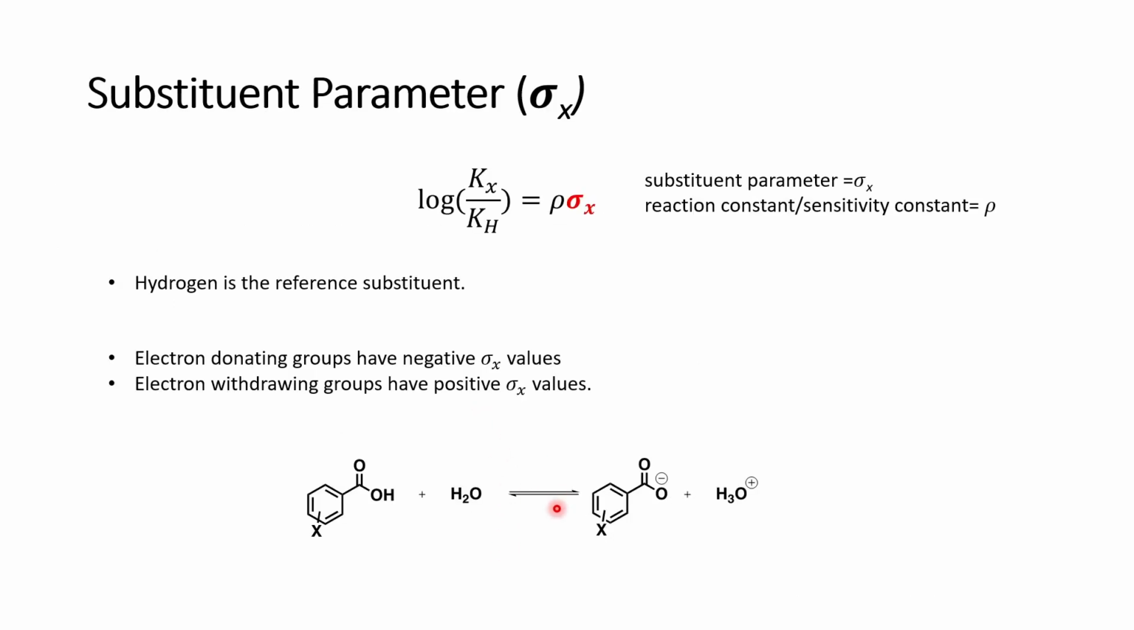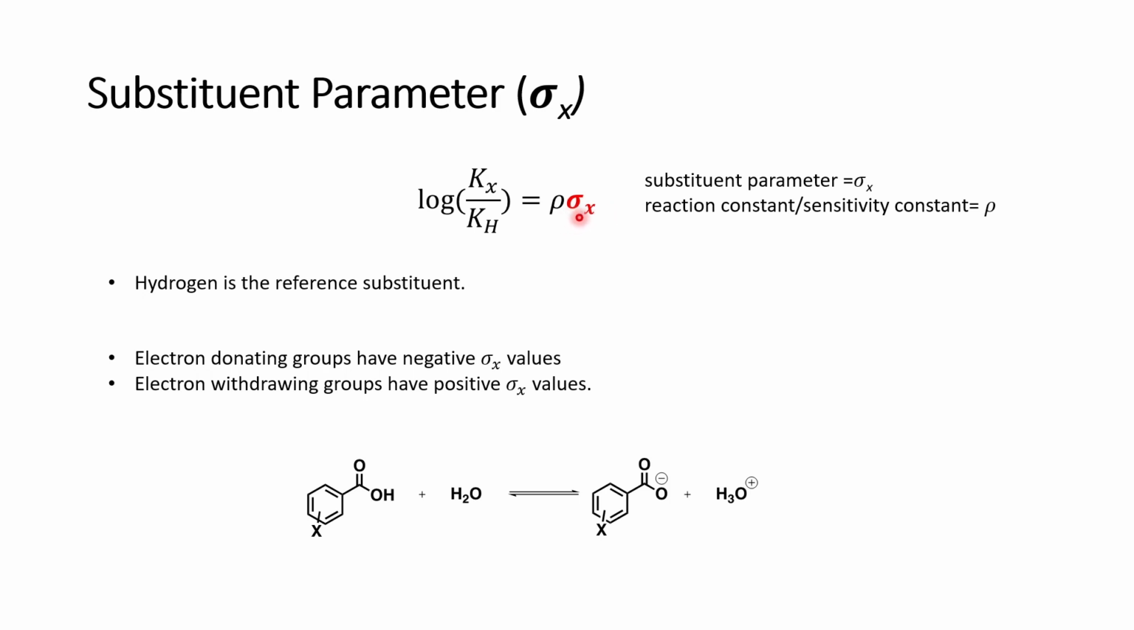As I described in the earlier slide as well, the Hammett plot was drawn using this equation right here in the slide. And if you compare the right hand side of the equation, you can see there are two terms. One is the rho, which is the reaction constant or the sensitivity constant, which basically describes the sensitivity towards the substituent, which is the slope of the Hammett plot. And also we have a sigma value, which is the substituent parameter.